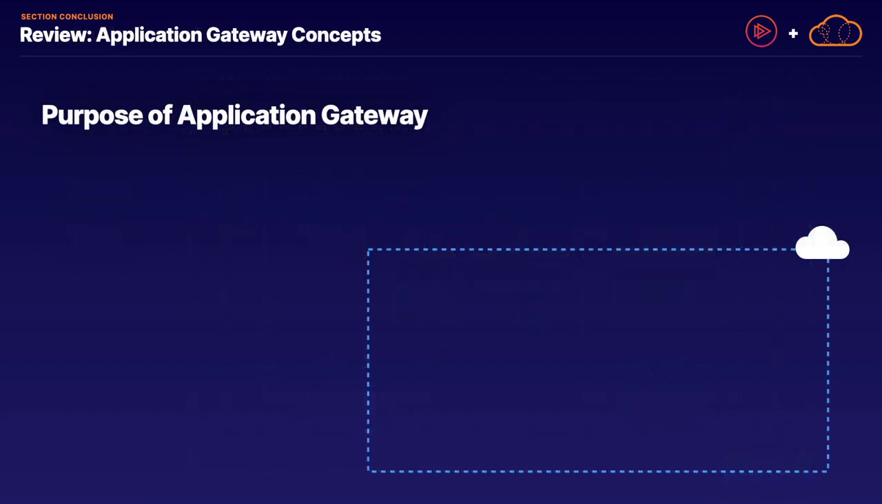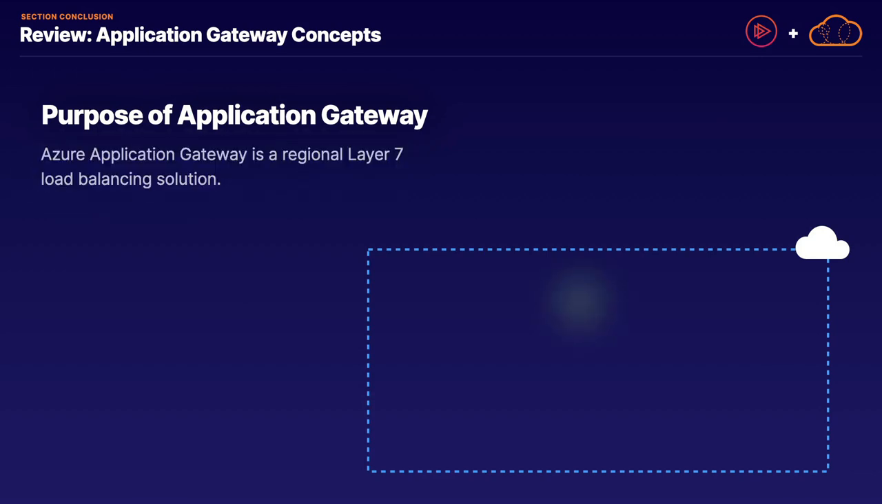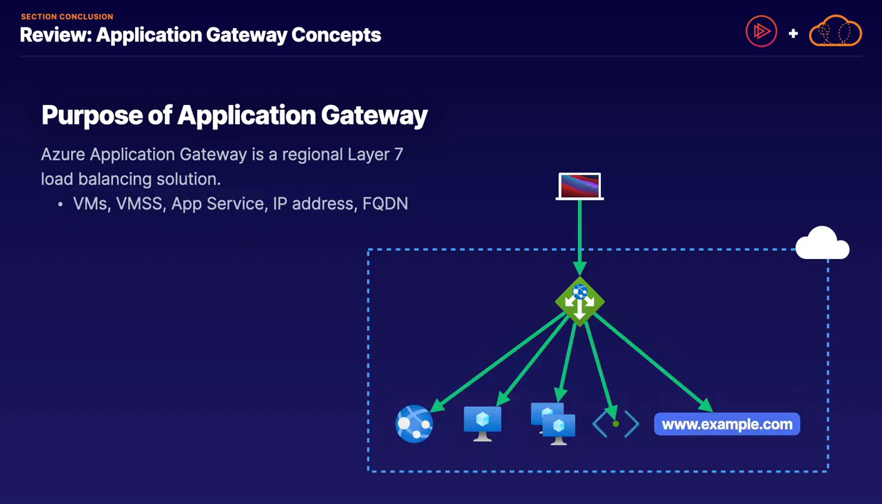For our Azure Application Gateway, we have to understand that it is a regional Layer 7 load balancing solution. So we create our Application Gateway, and whenever we do that, we're able to use it to balance traffic from clients to multiple types of resources in the back end. And these are our VMs, our VM scale sets, our app services, our IP addresses, and our fully qualified domain names. So we're able to balance between one or multiple sites that are hosted behind that Azure Application Gateway.